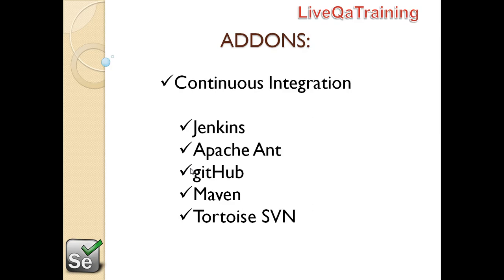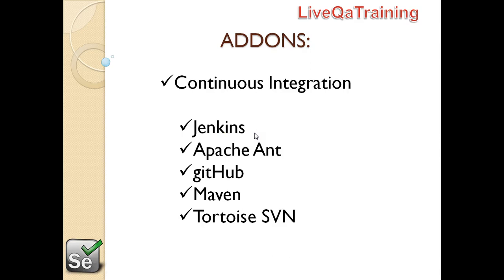Now, we are going to even look at an example using one of the continuous integration tools which I displayed over here. So if you look at my screen, we have Jenkins, we have Apache Ant, we have GitHub, we have Maven, we have the Tortoise SVN. So I want to go and execute my script using Jenkins. Just take an example, Praveen.